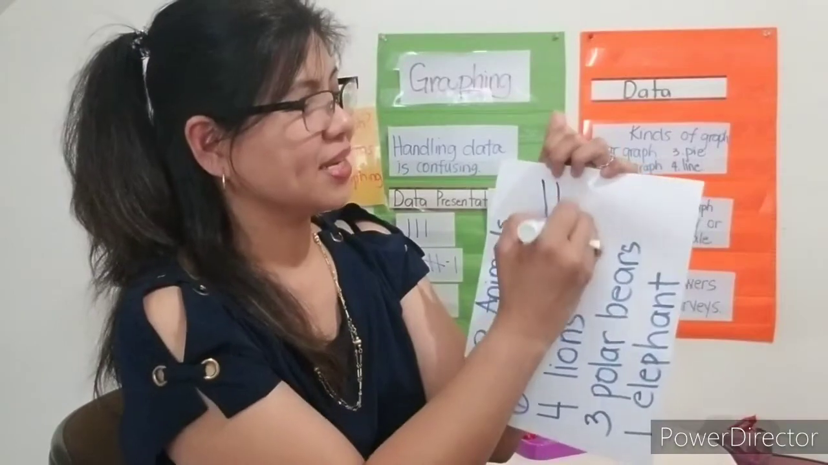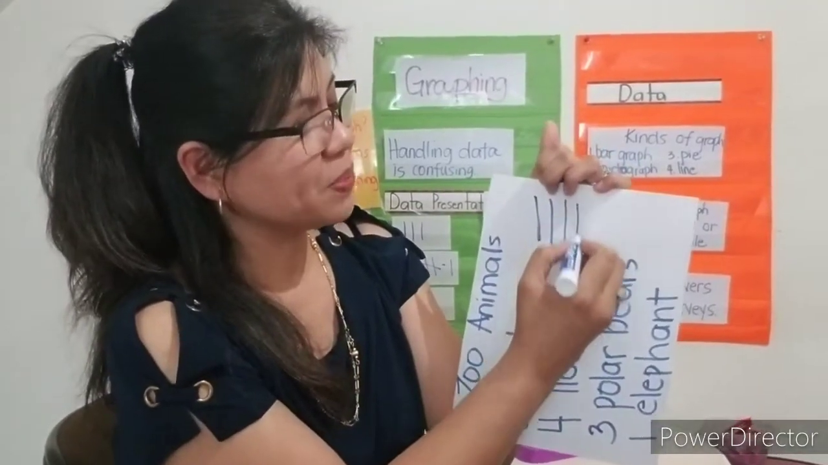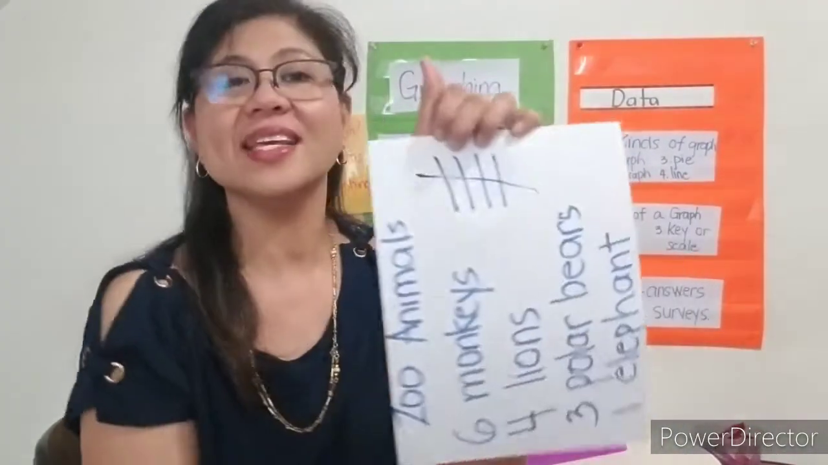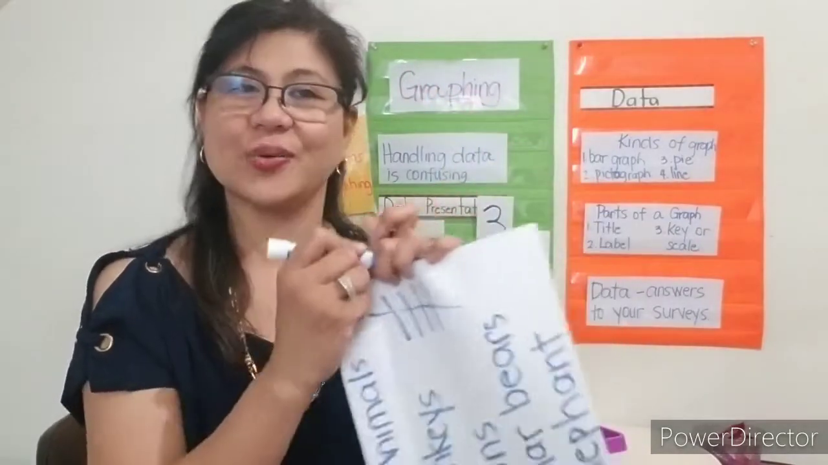How about the tally mark song? Mark down a tally, put it in a row. Mark down a tally, put it in a row. Mark down a tally, put it in a row. The 5th one is a slash, always a slash, okay?